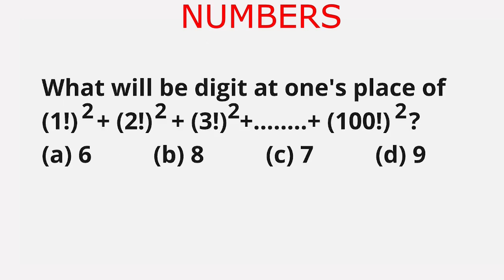Our question is, what will be the digit at ones place of 1 factorial square plus 2 factorial square plus 3 factorial square plus up to 100 factorial square? The given options are option A 6, option B 8, option C 7, option D 9.